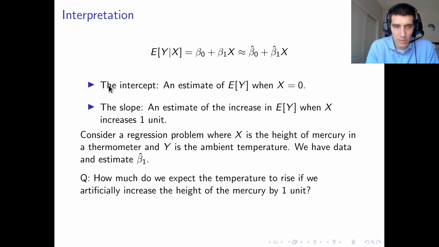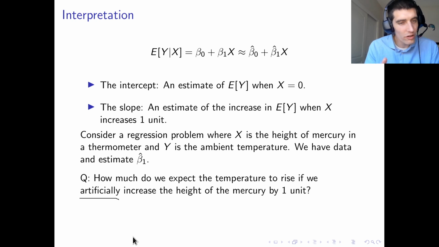Okay. Well, you're thinking about this slope. You're thinking about, well, when x increases by 1 unit, y should increase by the slope term, right? Beta hat 1. But here's a key point, and this is just a little bit of a trick, so I apologize for being a little bit devious, but I want to make my point here. If we artificially increase the height of the mercury by 1 unit, what happens? Like, for example, if I pour extra mercury into the thermometer, what happens to the temperature?